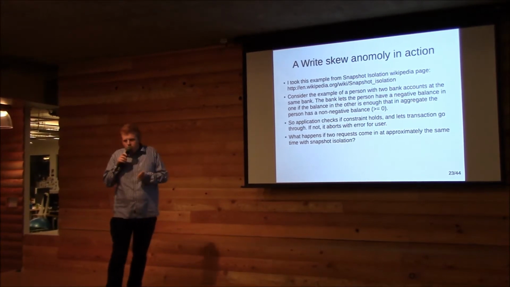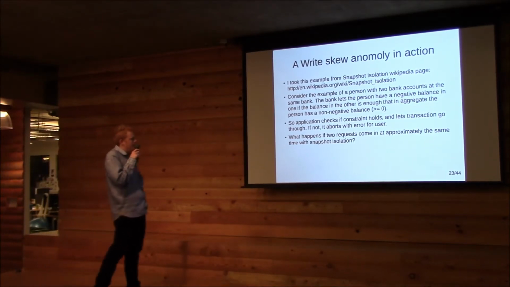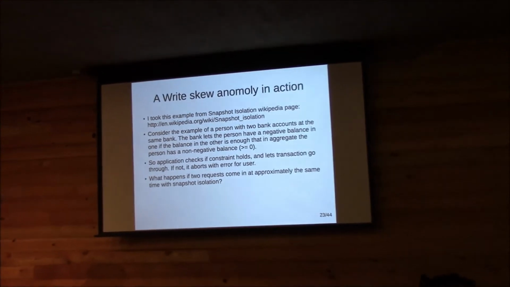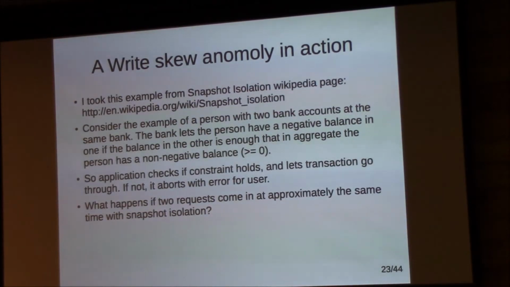So I'm going to give you an example of a right skew anomaly because that's really the simplest way of illustrating the problem. This is taken from the Wikipedia snapshot isolation article. Consider a person with two bank accounts in the same bank, where the bank might let the person have a negative balance in aggregate, as long as the sum of the balances is enough that the invariant is maintained. So you code this up in a pretty obvious way. You check what the balance is in both accounts. You go to update one, and then you commit. Or if that's not possible, if the invariant can't be maintained because they don't have enough to respect that, then you throw an error. Seems kind of obvious that ought to work, but it may not. What if two requests come in at approximately the same time? Slide.